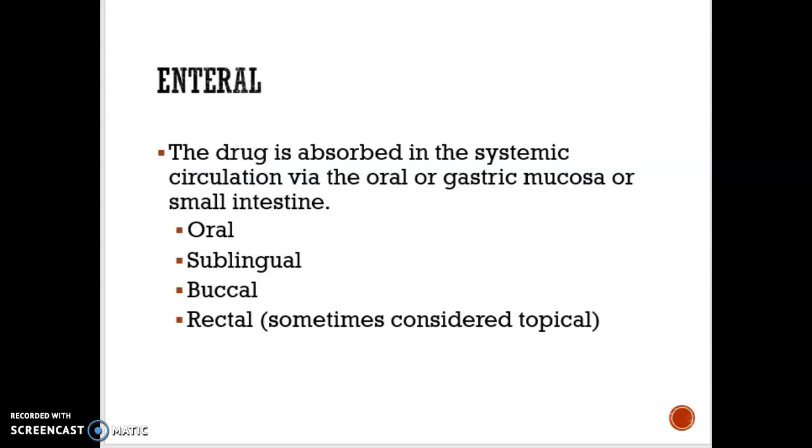So enteral means the drug is absorbed into the systemic circulation orally, sublingually, meaning under the tongue, buccal, sometimes pronounced buccal, meaning in that little pocket down in the side of your cheek, between the gum and cheek, rectally, sometimes, depending on the medication, rectal is considered a topical approach as well.